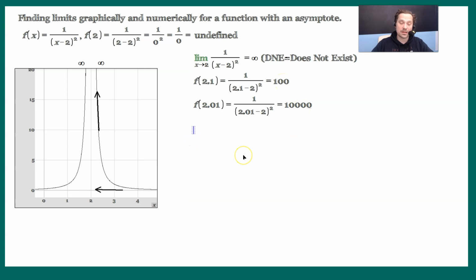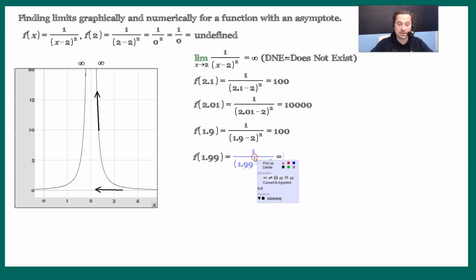You want to do something similar on the other side of 2. So take a value close to 2 but slightly to the left. For example, 1.9. That's a value to the left of 2, but very close. And plug it into the function. So it's 1 over 1.9 minus 2, square this value. Punch this into your calculator, and this gives a nice value of 100 also. Do it one more time. So f of 1.99, that's very close to 2, but to the left still. 1.99 minus 2, square this quantity. And let's see what we get here as a result. We get 10,000. So those outputs are the same.